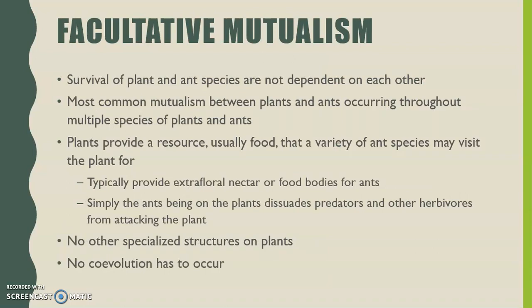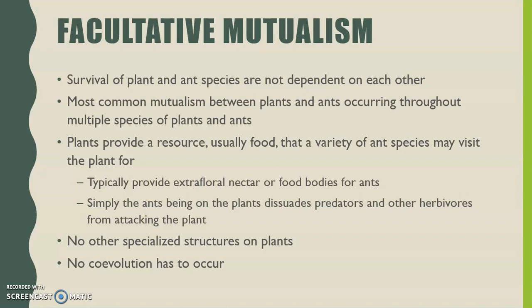So the next 2 slides are about the types of mutualisms that can be found in this symbiosis. The first one is facultative mutualism. This is survival of plant and ant species that are not dependent on each other. This is the most common mutualism found between plants and ants, and it occurs across multiple species. The plants provide a resource, usually food, that a variety, which is many, not just a specific number of ant species, can visit the plant for.